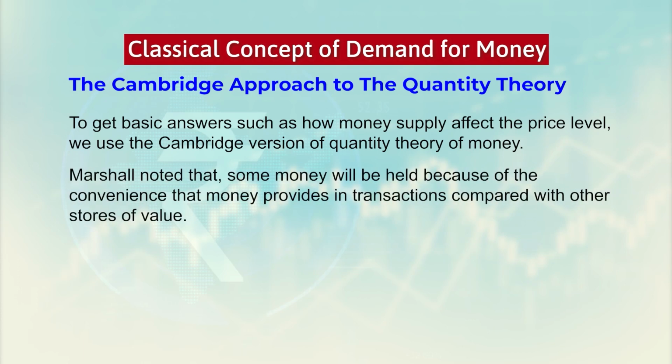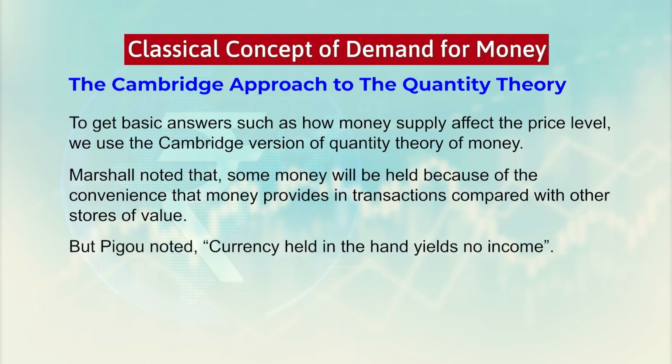Alfred Marshall said that some money will be held because of the convenience that money provides, because without money, you cannot do transaction. So you have to hold some money. You have to have some money in your pocket. That you cannot avoid. So this is required for transaction compared to other stores of value. If you invest this money or if you keep it somewhere else, that is not used for transaction.